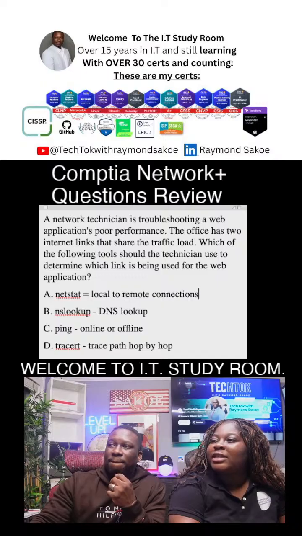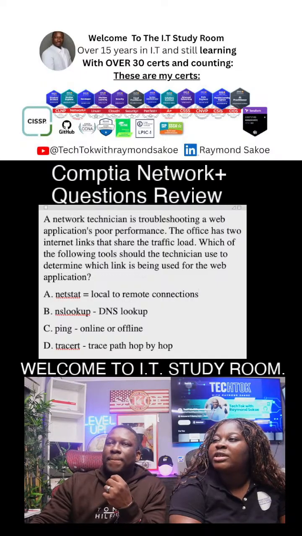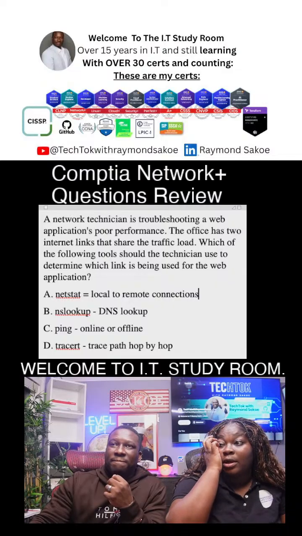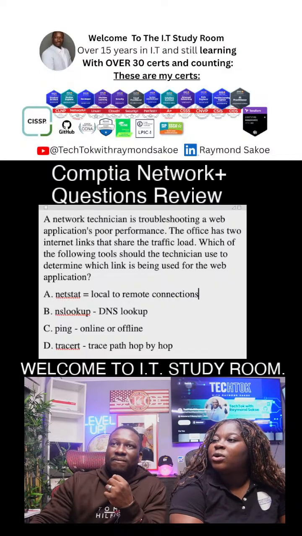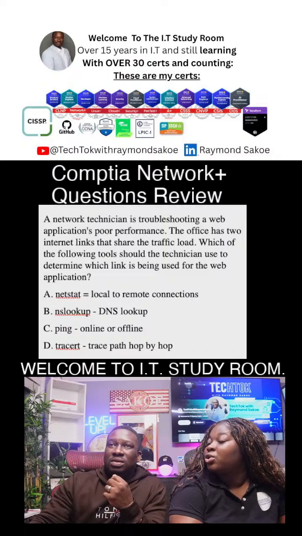Netstat is good to find out where your machine is connected to. Great for cybersecurity. All right, which Linux OS would you recommend for beginners to install?